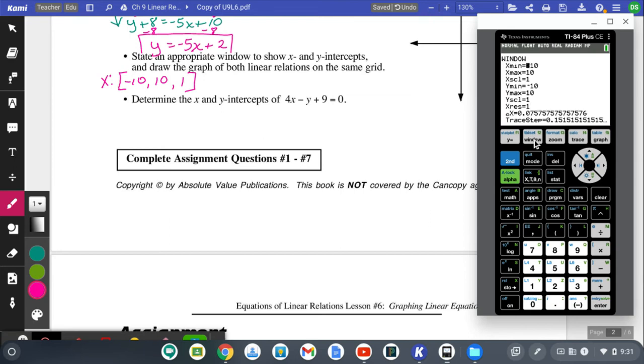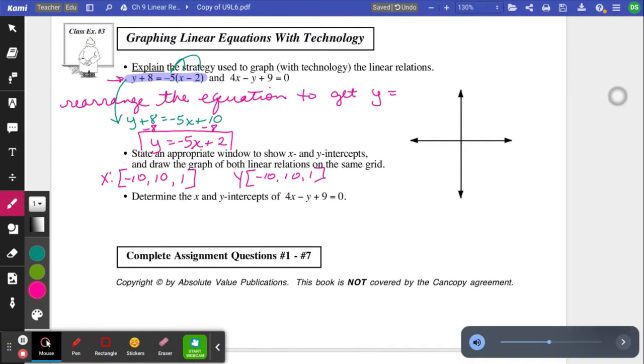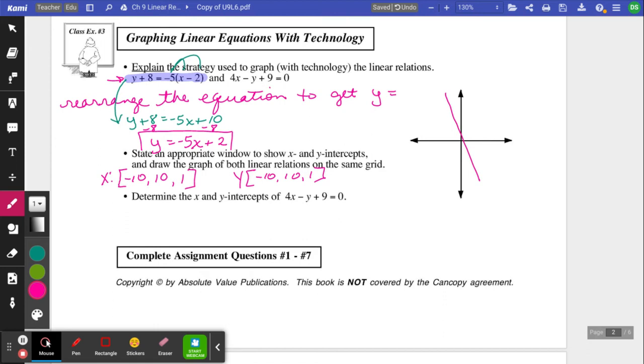Okay, check out my windows here. Look, the min, the max, the scale. It's the same order. Okay, and then so for my y, it would be min, max, scale. Okay, and I should draw that on here. So that was like this, right? Didn't cross right at 0, 0. It was over a little bit.